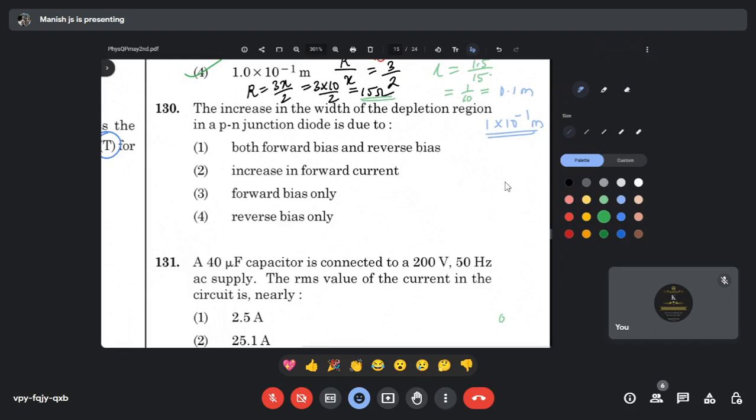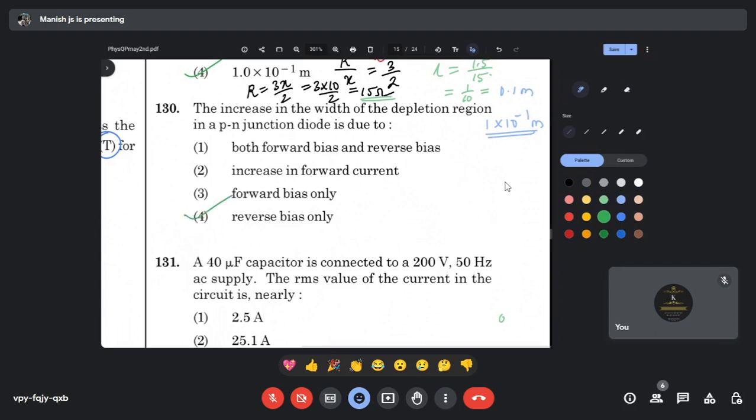When you have N and P type connected together across a battery or a potential, what's going to happen? Because you have no electrons and holes, there are no electrons and holes in the region. Okay, because it is only in the case of a reverse bias. So it is reverse bias, and the answer is going to be option 4.